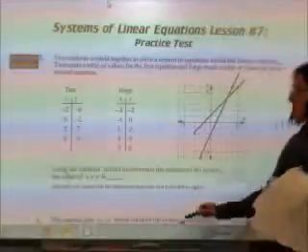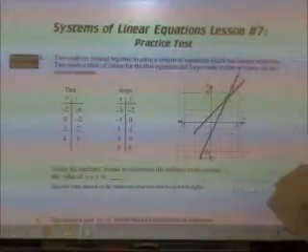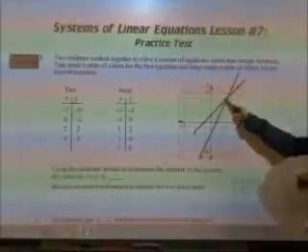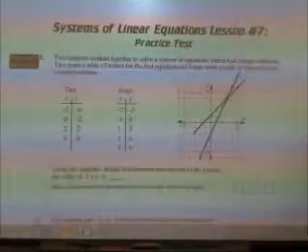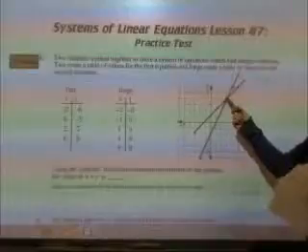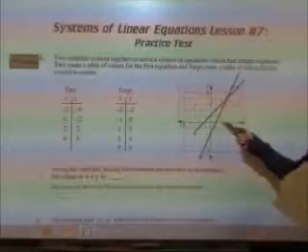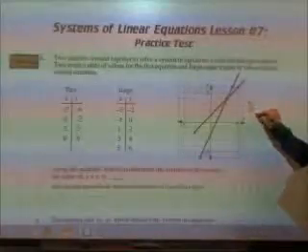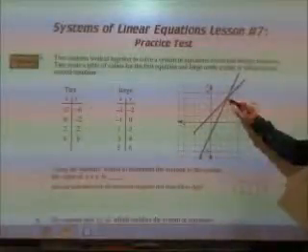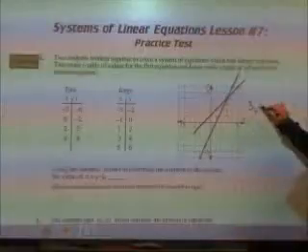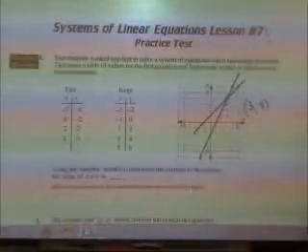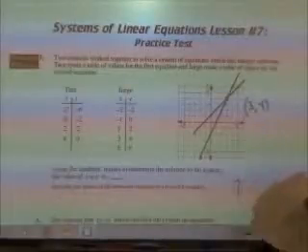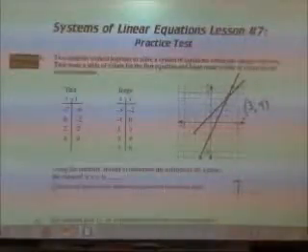So the solution is right here. It has integer solutions, so I know that it has to be right on this line. What are the coordinates of this point? 3 over, 4 up. So x is 3, y is 4. What's 3 plus 4? 7. My answer becomes 7.